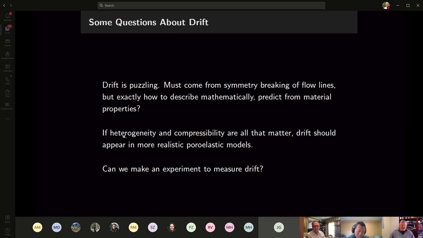And if heterogeneity and compressibility are all that matter to generate this, then this kind of drift should appear in more realistic poroelastic models, and in fact, in real poroelastic materials like brain tissue. And it would be kind of exciting to then extend this to see if that's really true. And of course, can we make an experiment to visualize and measure this kind of drift? So those are some of the questions about this latest research that we're puzzling over.